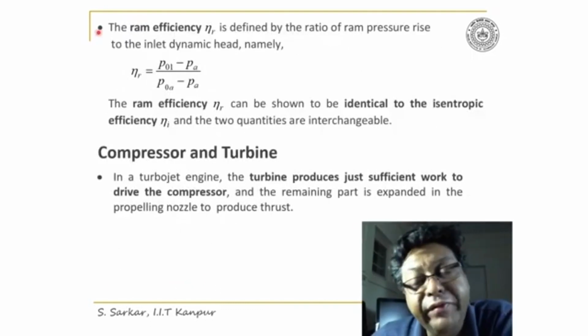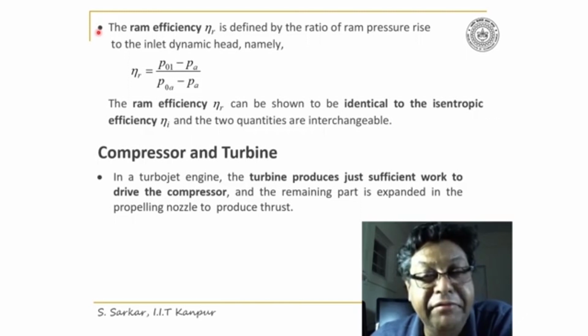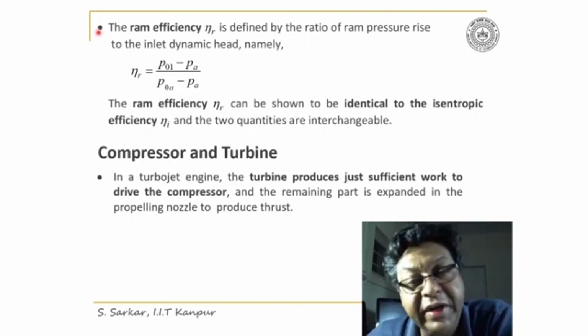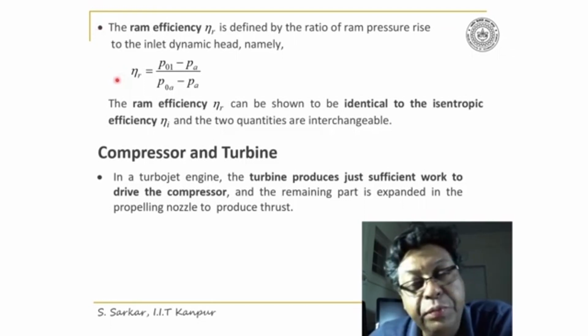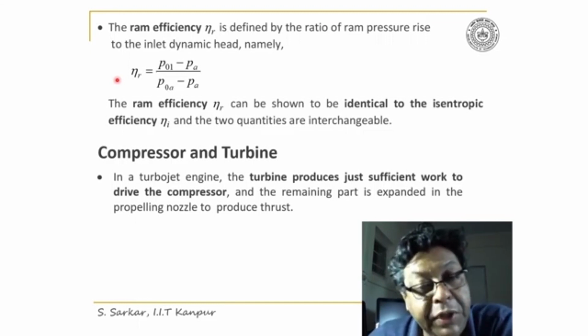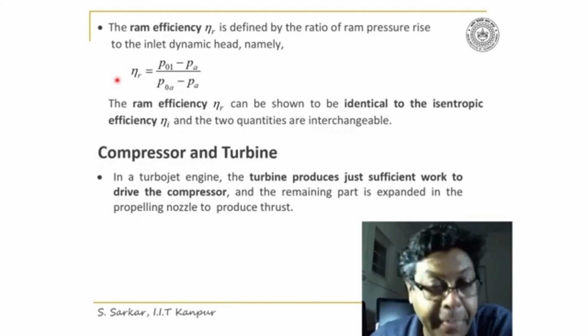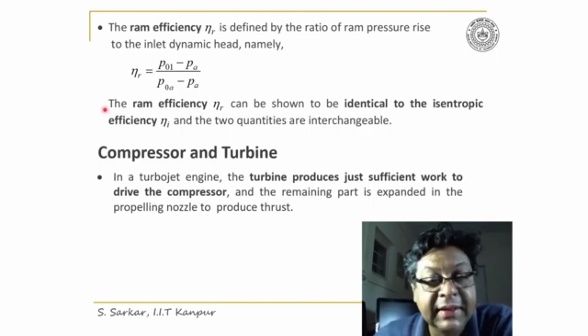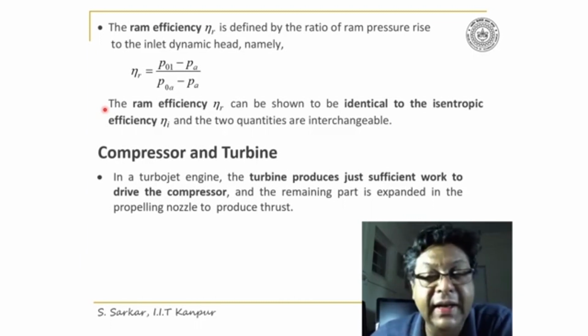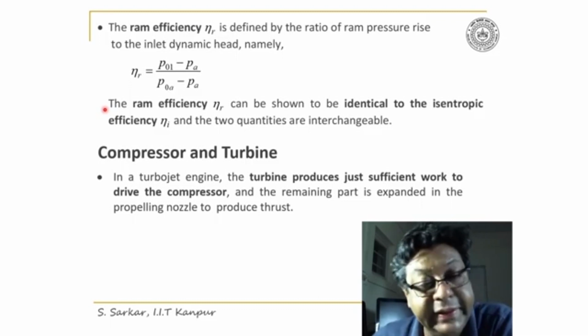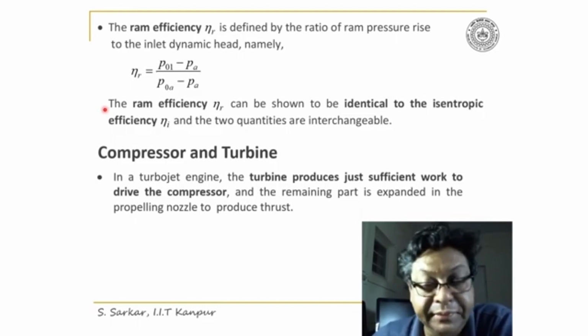Now, the ram efficiency eta R is defined by the ratio of ram pressure rise to the inlet dynamic head. Thus, eta R is equal to P01 minus PA divided by P0A minus PA. Further, the ram efficiency eta R can be shown to be identical to the isentropic efficiency eta I, and the two quantities are interchangeable.